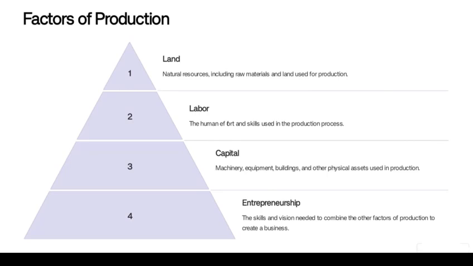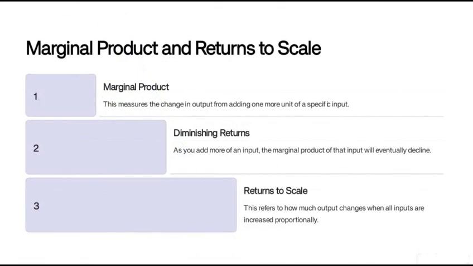Factors of production: land, labor, capital, entrepreneurship. Marginal product and returns to scale. Marginal product: this measures the change in output from adding one more unit of a specific input. Diminishing returns: as you add more of an input, the marginal product of that input eventually declines. Returns to scale: this refers to how much output changes when all inputs are increased proportionally.